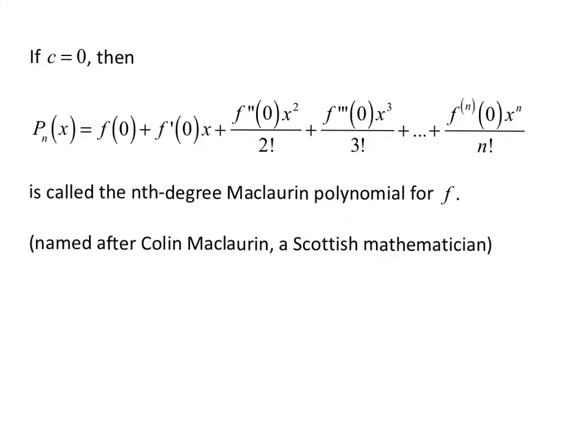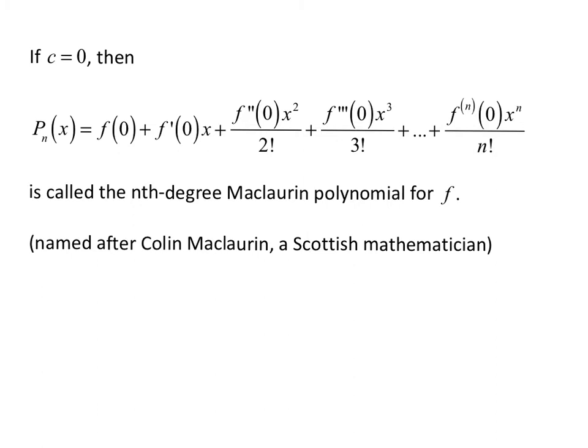Now, if your center happens to be at x equals 0, then it has another special name, and that is called the Maclaurin polynomial. This is named after Colin Maclaurin, who was a Scottish mathematician. So his is very similar to Taylor's polynomial. The only difference is you're centered at 0.